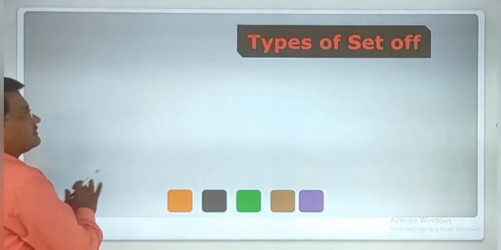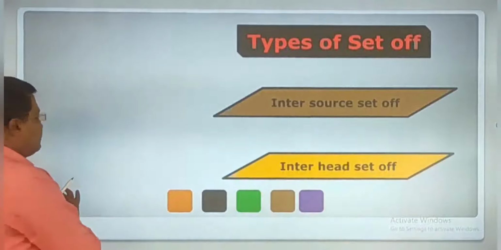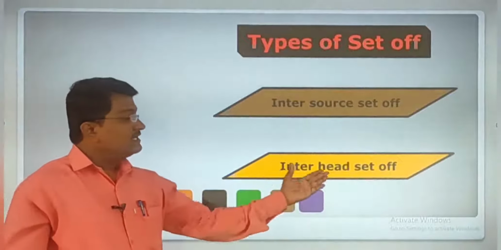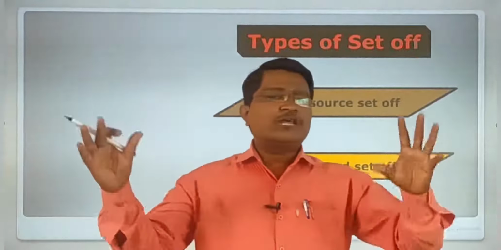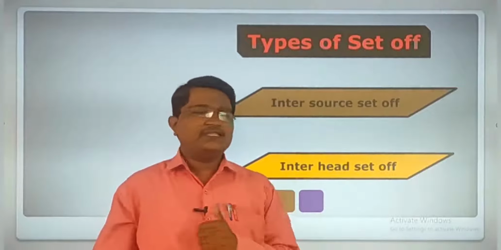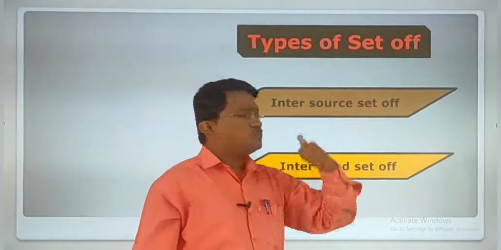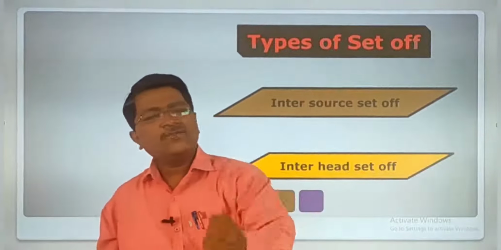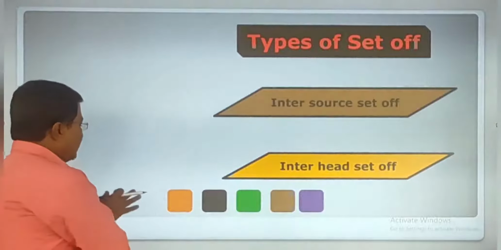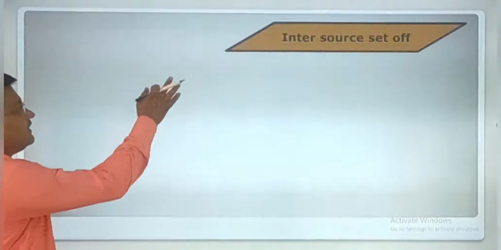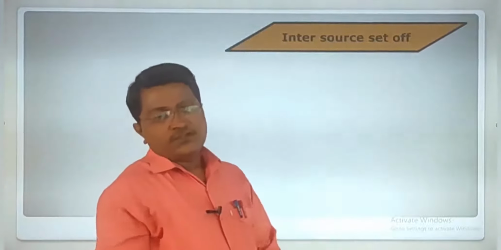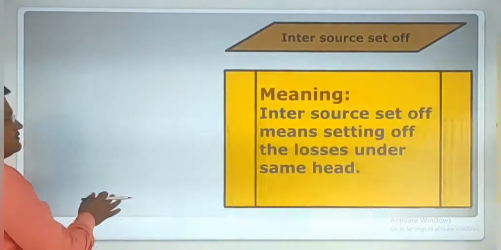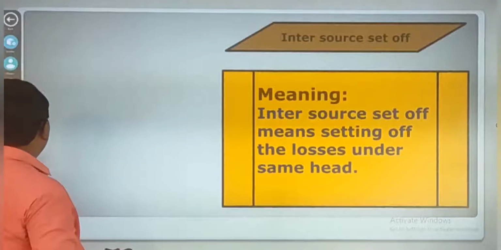Yes, here: types of set off. There are two types of set off. First one is inter-source set off and next one is inter-head set off. Right? There are two types of set off. One is inter-head set off and another one is inter-source set off. So let's know the meaning of inter-source set off and inter-head set off. Let's move to the first one, that is inter-source set off. Here, the meaning of inter-source set off.